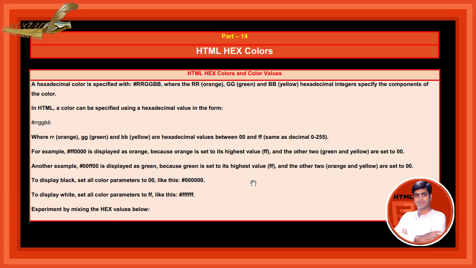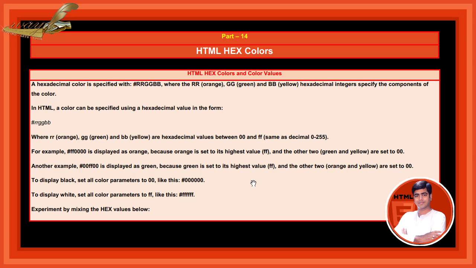For example, hashtag FF0000 is displayed as red because red is set to its highest value FF and the other two, green and blue, are set to 00. Another example, hashtag 00FF00 is displayed as green because green is set to its highest value FF and the other two, red and blue, are set to 00.